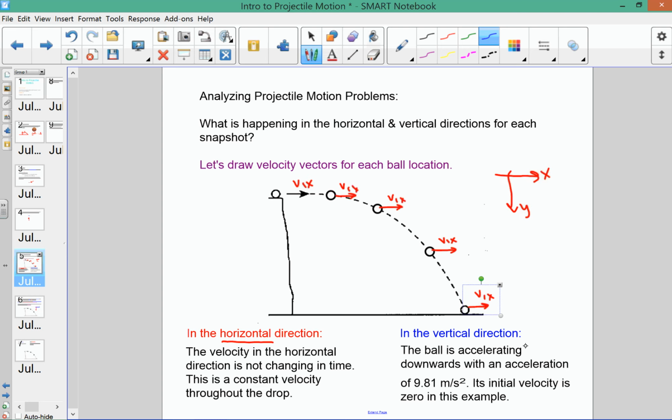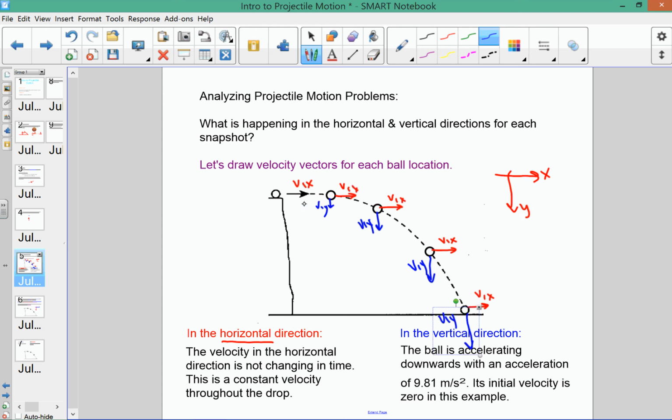Now for the vertical direction. Initially, there's no initial vertical velocity, but after the first instant, it will start accelerating downward. So at that very first snapshot, it's going to have some very small vertical velocity. At the second snapshot, the vertical velocity will increase because it's accelerating downwards. At the third snapshot, the vertical velocity will increase even more. And finally, here we'll have the largest magnitude of vertical velocity because it will be accelerating for the longest amount of time. So obviously, in the x direction, this is a constant velocity scenario, but in the y direction, this is a constant acceleration scenario.